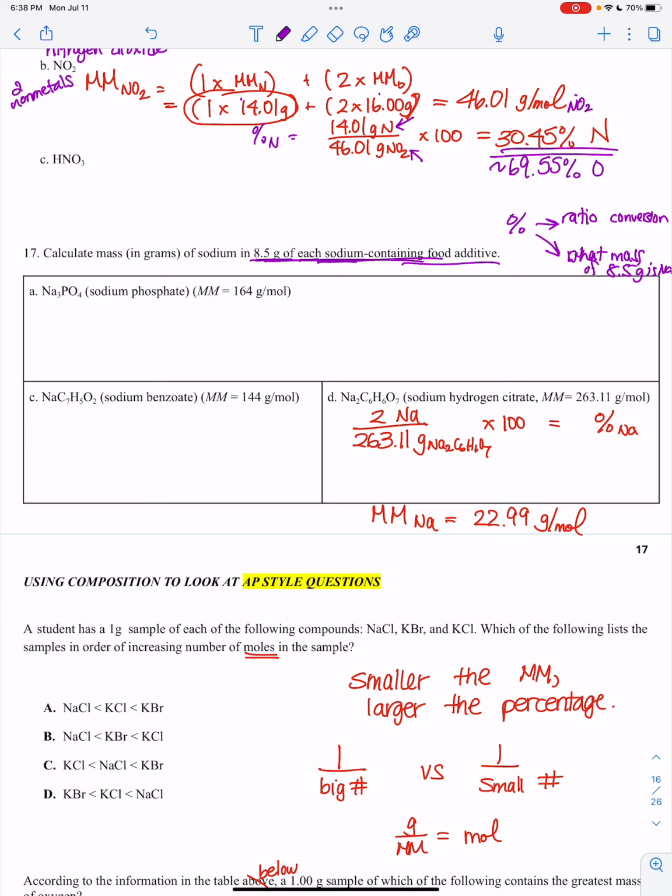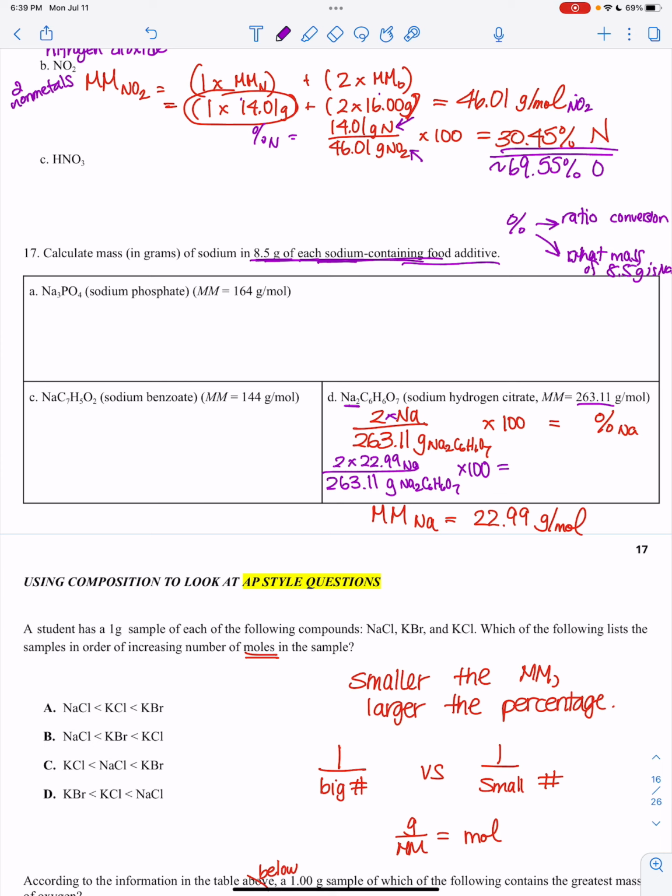So I have this sodium hydrogen citrate. Its molar mass is 263.11. There are 2 sodiums in here. So if I want the percentage of sodium first, you're going to have to get the percentage first and then use that to get the amount of sodium. I need 2 times Na divided by 263.11 times 100. That's going to be my percentage of Na. So I'll do 2 times the 22.99 divided by 263.11 grams times 100.